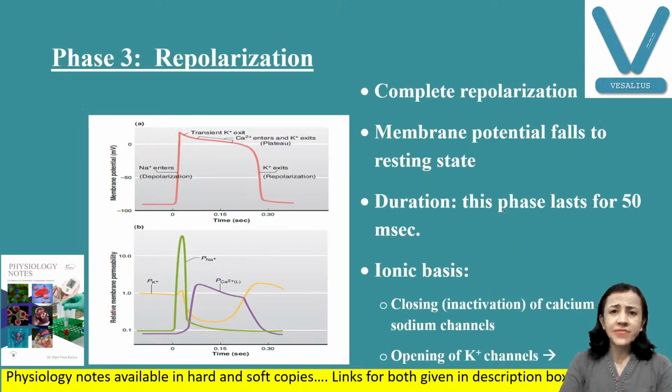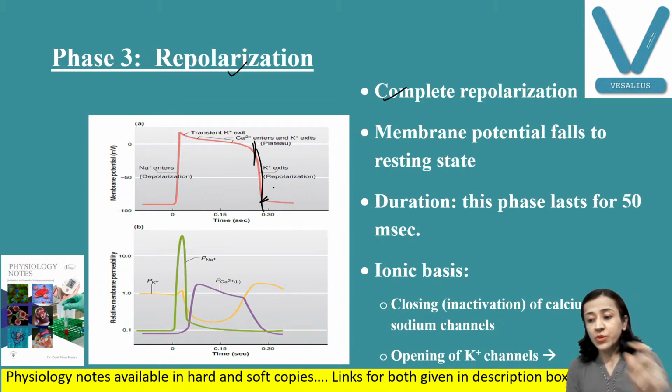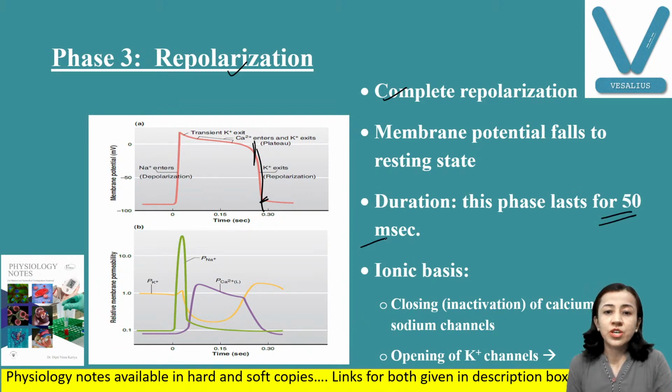Next phase is phase 3. Here, after plateau, we have rapid repolarization phase, complete or rapid repolarization phase. Here membrane potential falls rapidly, reaches the resting state. What is the duration of this phase? That is about 50 milliseconds. And what is the ionic basis? Here now calcium channels get closed up.